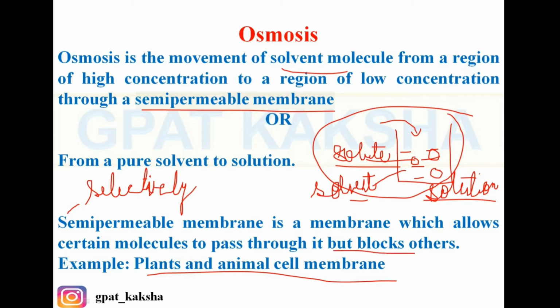In other words, we can also define osmosis as the movement of solvent molecule from a pure solvent to a solution. Definitely, the concentration in the pure solvent will be low as compared to the solution. So, it satisfies the above criteria of movement of solvent molecule from a region of high concentration to a region of low concentration.